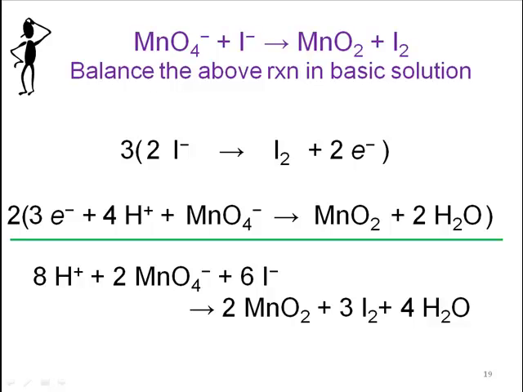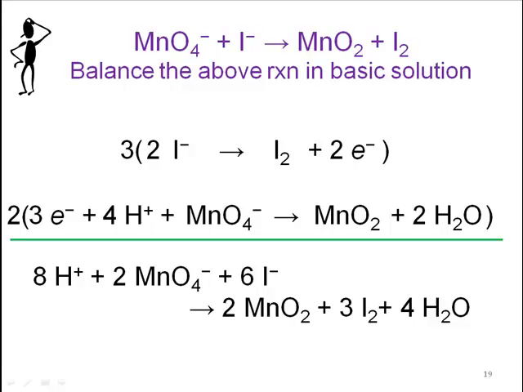4 times 2 is 8 hydrogens. 2 of these, 2 of those. 2 times 2, 4 waters. 3 iodines. That is our half reaction, but it's only in an acidic solution. So we're not done yet.